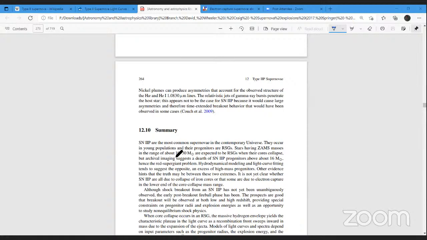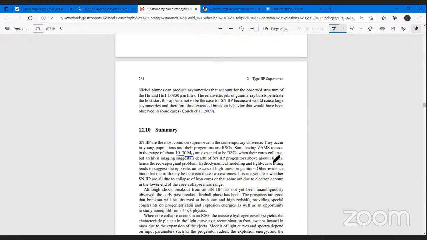So here you can see, according to the definition, 10 to 30 solar masses are expected to undergo this type of supernova, but through experimental data there is a discrepancy, which states that cores greater than about 16 solar masses are lacking. This problem is a famous one known as the red supergiant problem. You can get more info by searching for it on the internet.